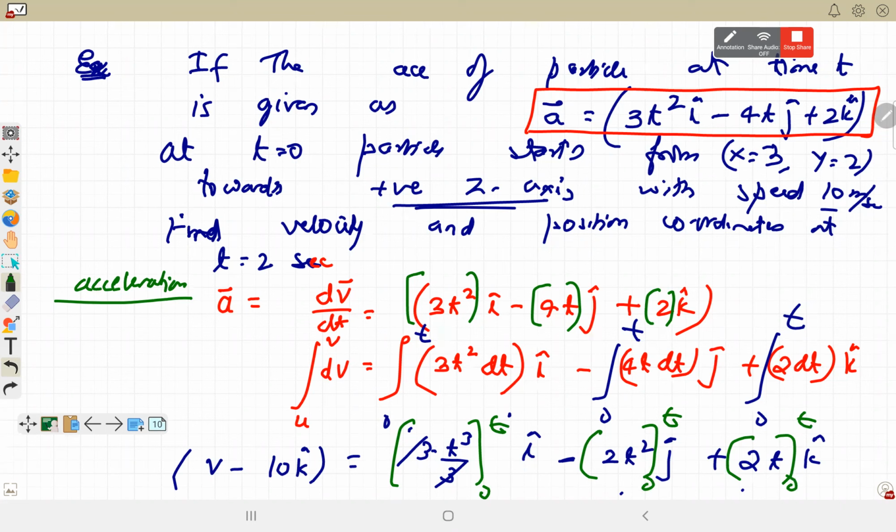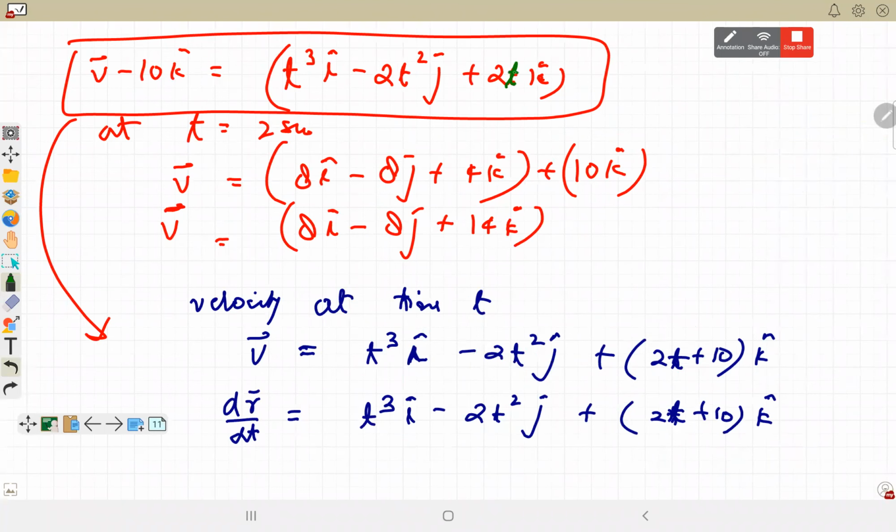Why do we calculate in t only? Because we also have to find displacement or position. Otherwise, if we only need velocity, we can directly put time t as 2 here. Velocity as a function of time t. On solving this, something like this comes. v is the velocity at time t, so taking 10 to the right side, we get t cube i cap minus 2t square j cap plus 2t plus 10 times k cap.